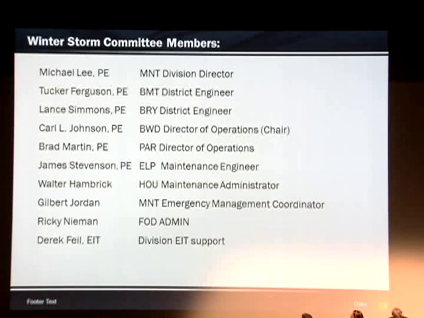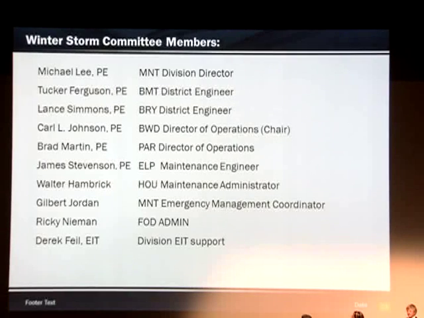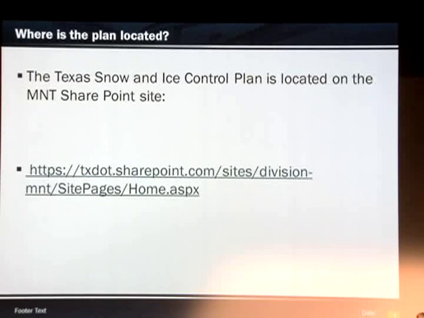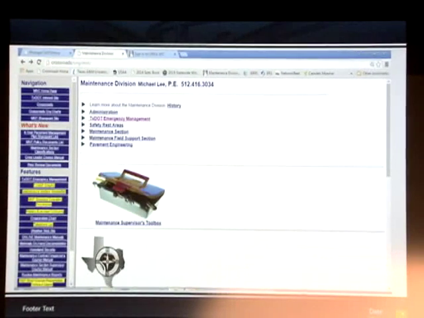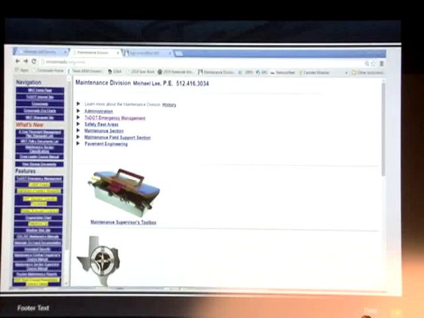Just for your information, these are the folks that were on the Snow and Ice Control Committee that put this plan together. Now, the plan is on the Maintenance Division SharePoint site. If I click on that link there, it would go to it. But what I've done is provided you with a way to see. Is there a pointer on here?